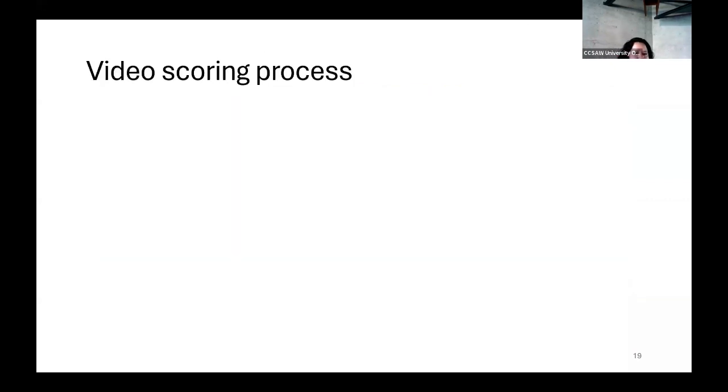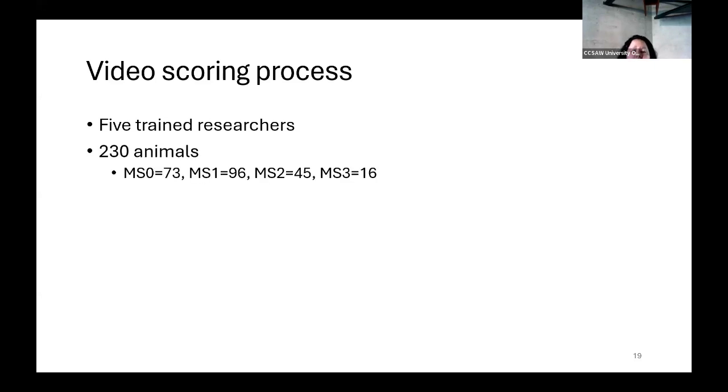So then I'm going to explain the video scoring process. We were 5 researchers trained by 1 expert, and we watched all the available videos from the animals. If you recall, we had 3 cameras, so sometimes we had 2, sometimes we had 3 videos per animal. We gave a score based on the initial assessment of the videos that we watched, and after that, we watched each video individually and scored the gait traits.